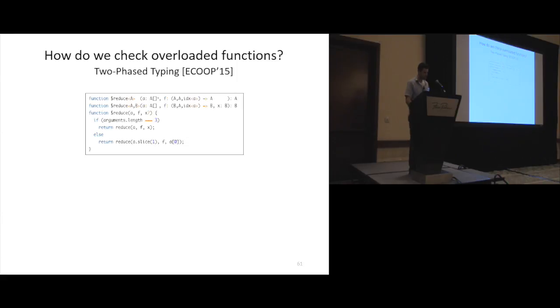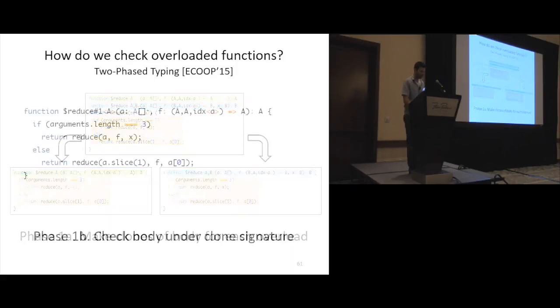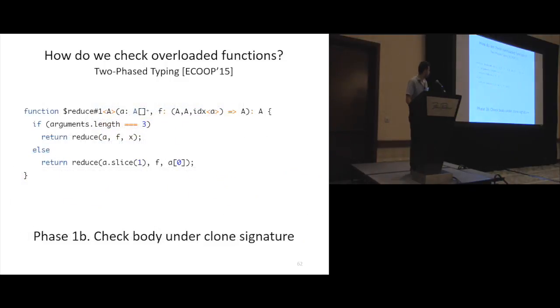Let's assume that we're starting with an overloaded function reduce that we saw earlier. We clone the body of this function, and assign one overload to each one of these clones, while keeping the bodies the same. Then we pick each clone independently, and we check them under its clone signature.